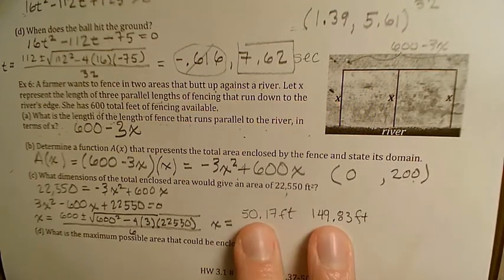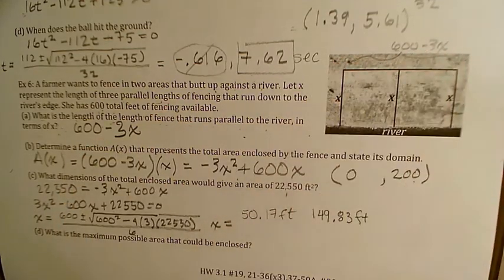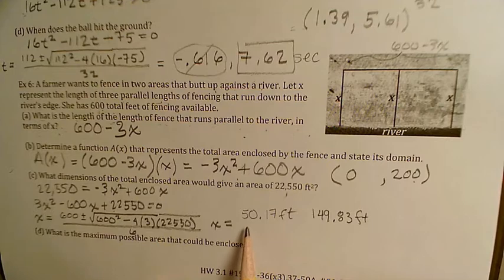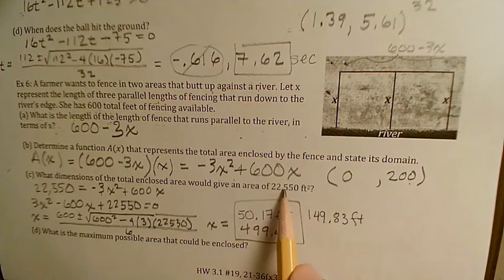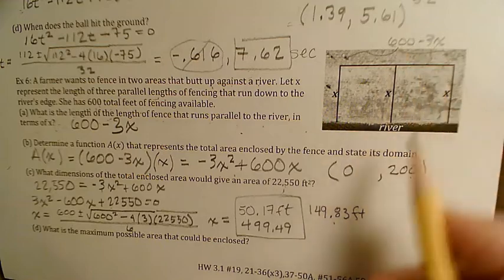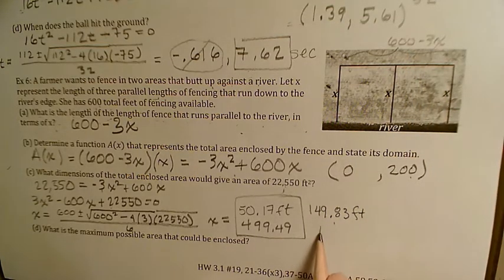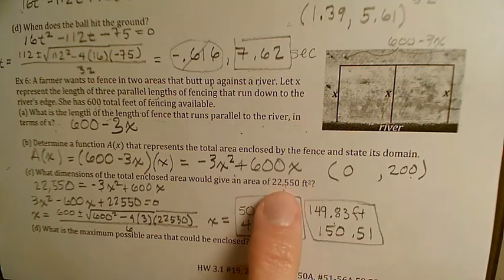And so if we use those as the x's, we would want to go back and plug in and find the other dimension. So multiply those by 3 and subtract them from 600. So the other dimension would be 499.49. So these would be the dimensions that would give us this area. And the other one, if we multiplied this by 3 and subtracted it from 600, the other dimension would be 150.51. So those would be the two sets of dimensions that would both give us this square foot area.